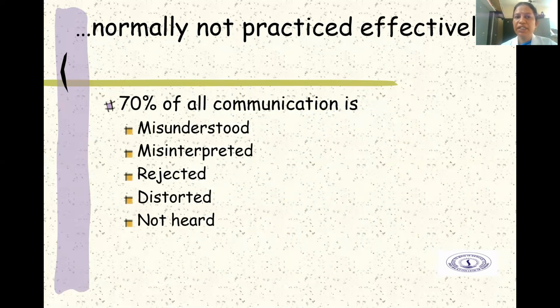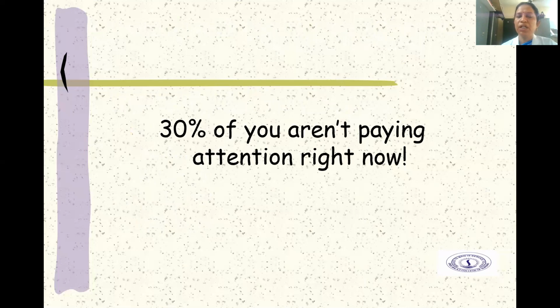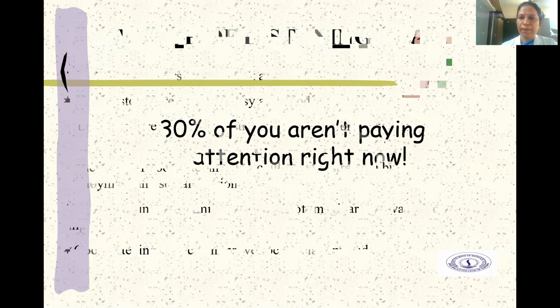When we are not communicating effectively, 70% of all our communication is misunderstood, misinterpreted, rejected, distorted, and not heard. That is why in a classroom, 30% of you are not paying attention right now. So when we don't listen, we are not prepared and we are not effective in teaching and learning.